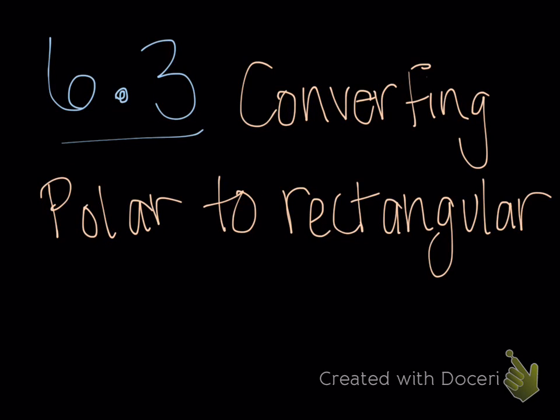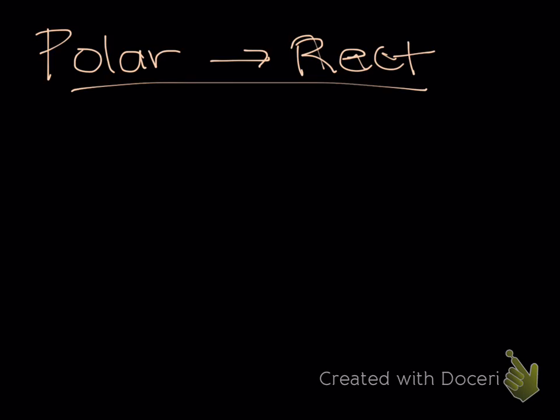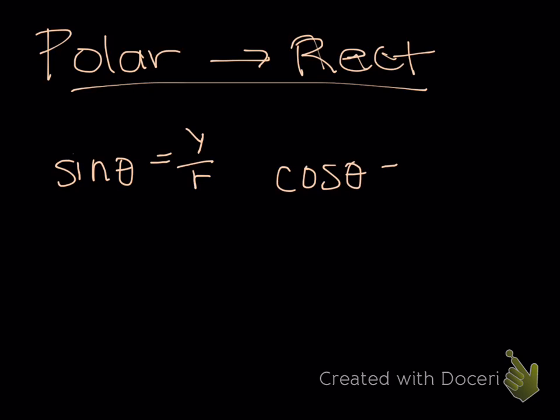So today we're doing section 6.3, day 3, and this is converting polar coordinates to rectangular, so the opposite of yesterday. The two formulas that you're going to need to go from polar to rectangular are sine of theta is equal to y over r, and cosine of theta is equal to x over r. So notice these are not new formulas. We're just going to use the same formulas that we've been using.